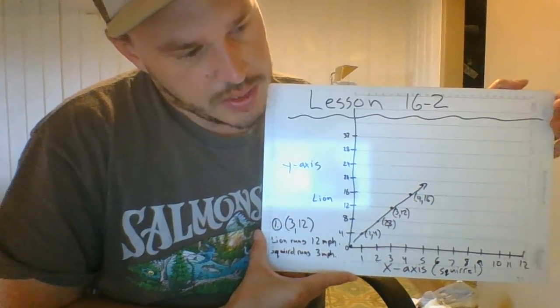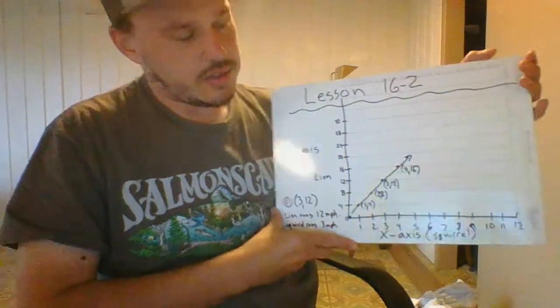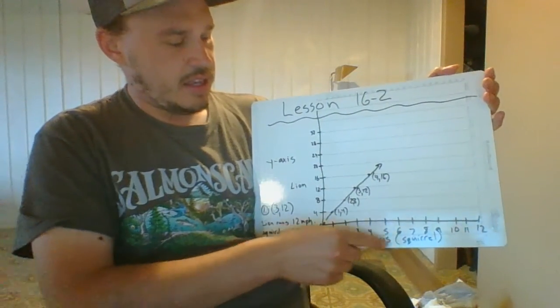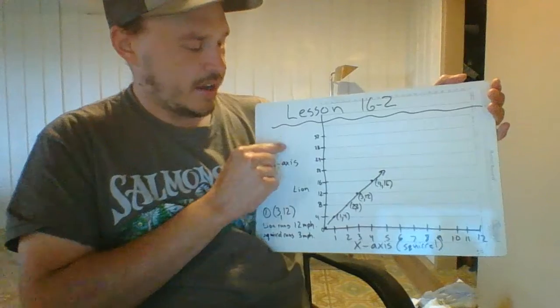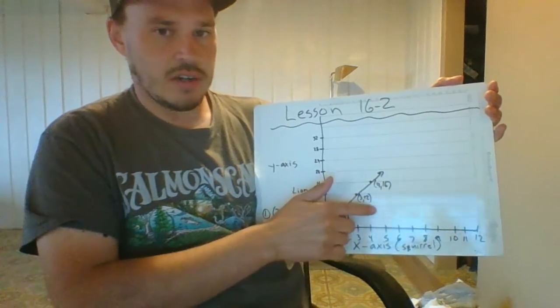Number 3, how would you set up the axes to graph exercise 1? Well, I did that. The x-axis and the y-axis. Y always goes up, x goes across, so that's your answer.